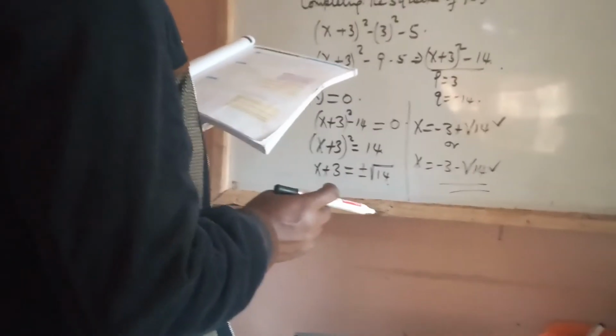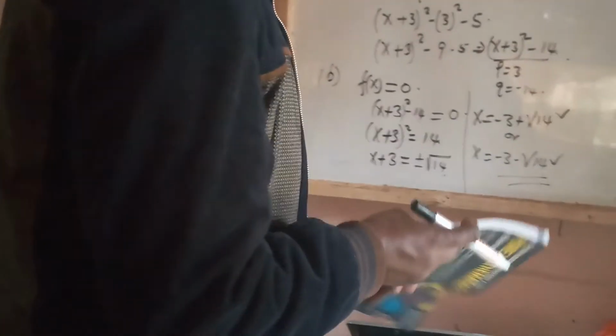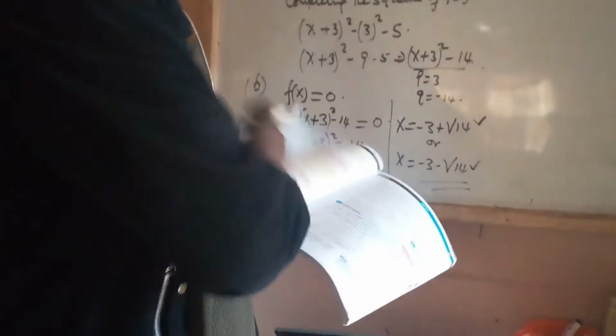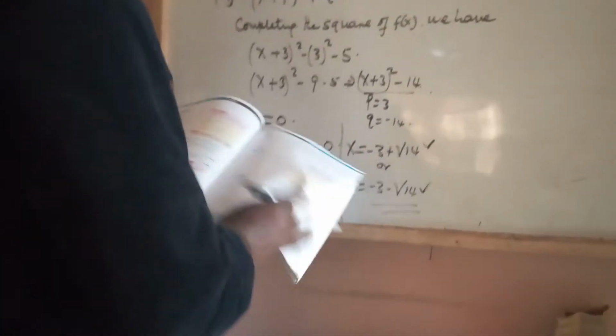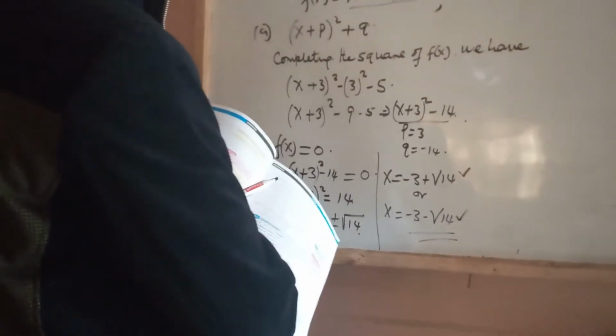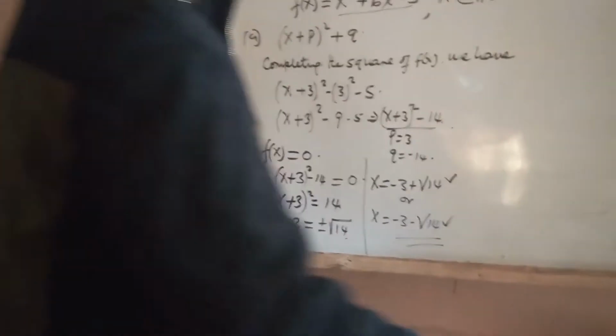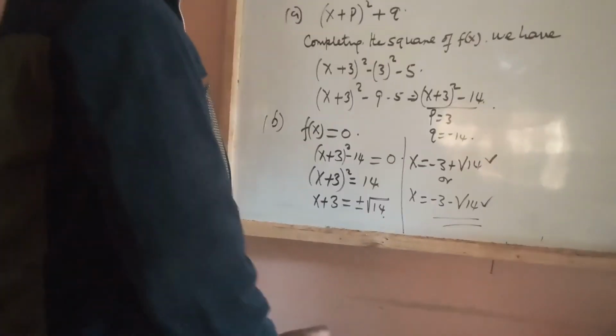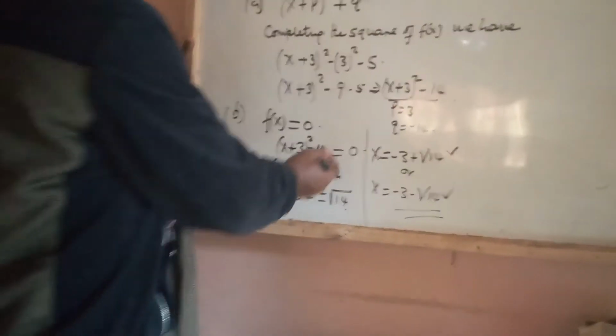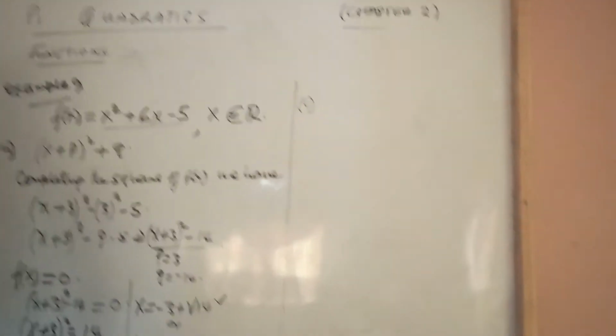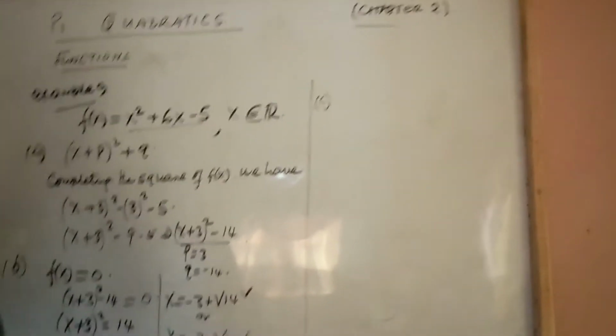But what is in part C? Write down the minimum value of f(x) and state the value of x for which it occurs. I want us to be very careful with this statement. The minimum value of f(x). We are supposed to talk about part C, where we are supposed to give the minimum value of f(x).